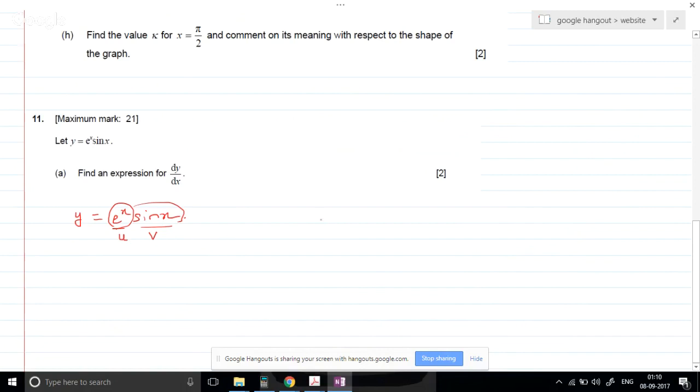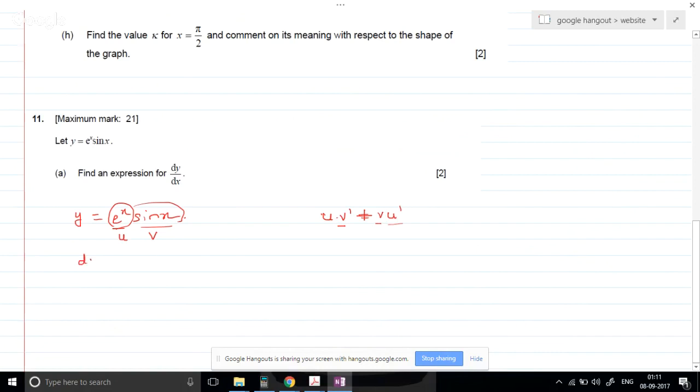So we have to apply a product rule, which says whenever you have to differentiate two functions, it is u into v dash plus v into u dash. So what does this mean? You have to keep the first function, differentiate the second function, keep the second function, differentiate the first function. So we are going to do that now.